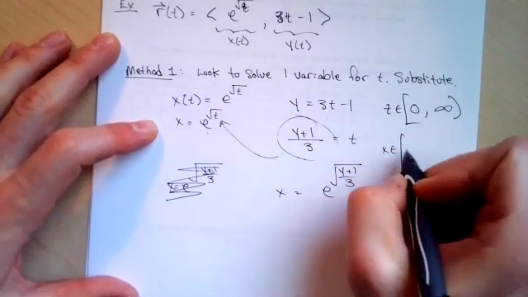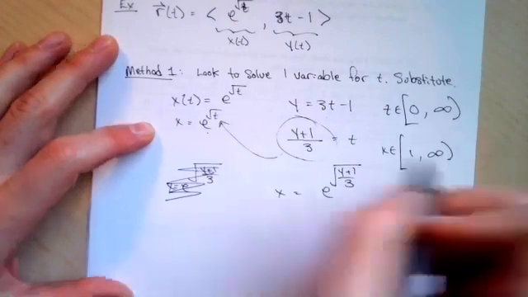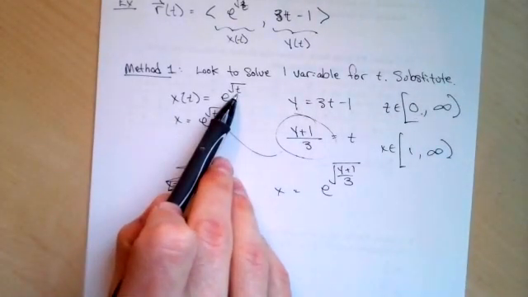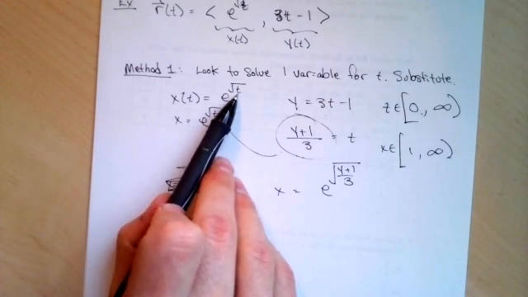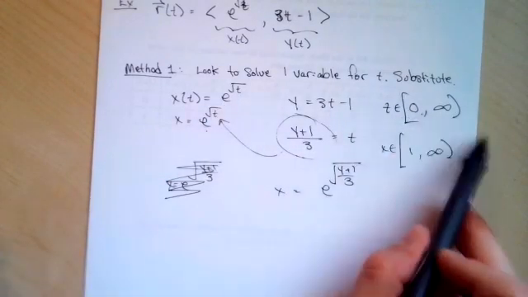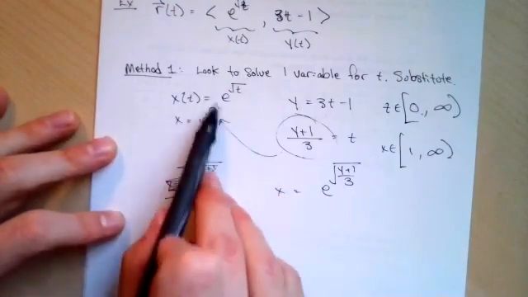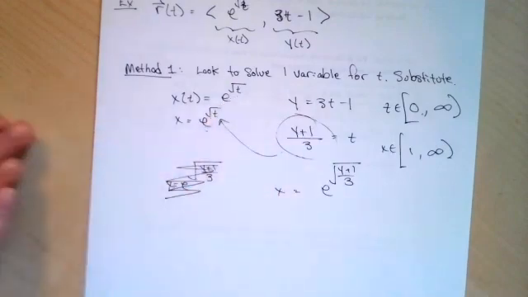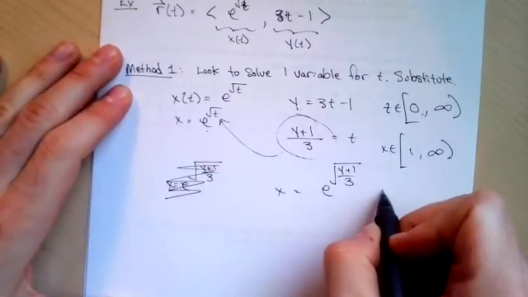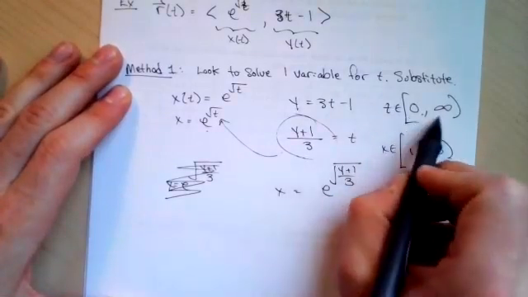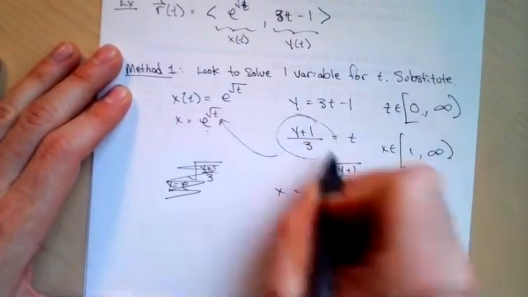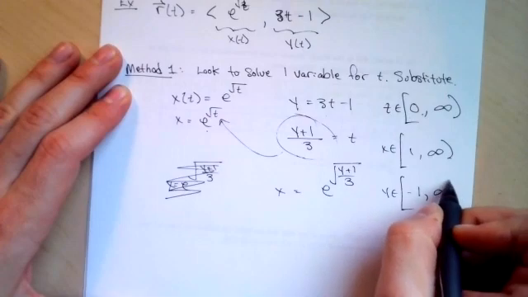So x is going to be between 1 and infinity, right? If we plug in 0 for t, we will get e to the 0, which gives us a 1 for x. And as t increases, this is just going to be an increasing function. Square root of t is increasing, e to the square root of t is increasing. Likewise for y, since we are restricted to 0 to infinity, our y is going to be between -1 and then increasing up to infinity.